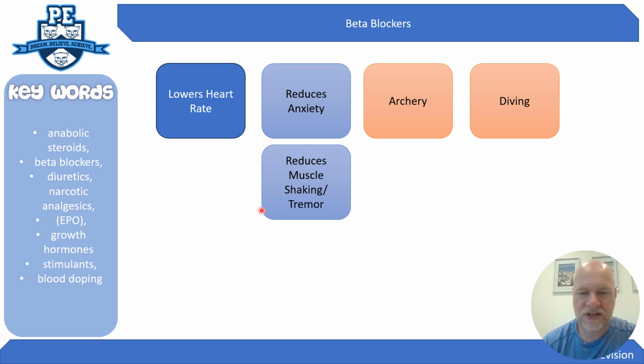It can reduce muscle shaking and tremors, and it tends to get used in more precision-based sports like archery and diving. They're the exam board's examples that they use. Diving, with the anxiety of the high dive, for example. Archery, any sort of movement in the hand, the tremors or shaking in the hand, even the heartbeat can create a slight movement that can affect the accuracy of long-range shots. So archery needs a really controlled, calm body when they release the arrow.